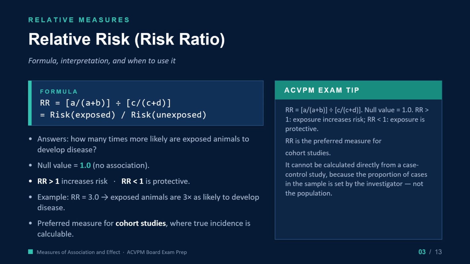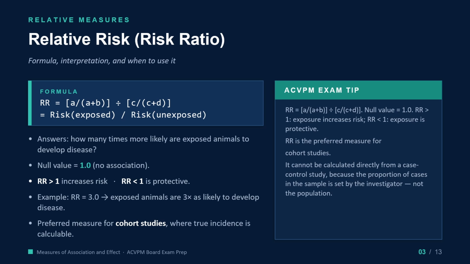Interpretation is straightforward. The null value for RR is 1. That means exposure is not associated with disease. An RR greater than 1 means the exposure increases the risk of disease. And an RR less than 1 means the exposure is protective. For example, an RR of 3 means exposed animals are 3 times as likely to develop the disease compared to unexposed animals.